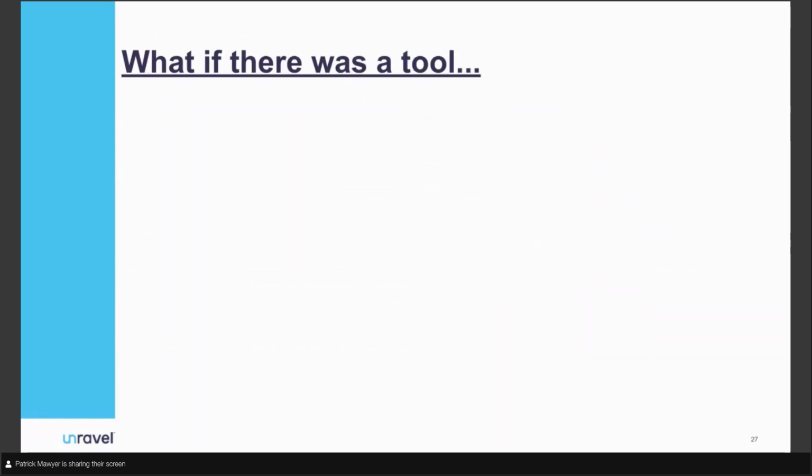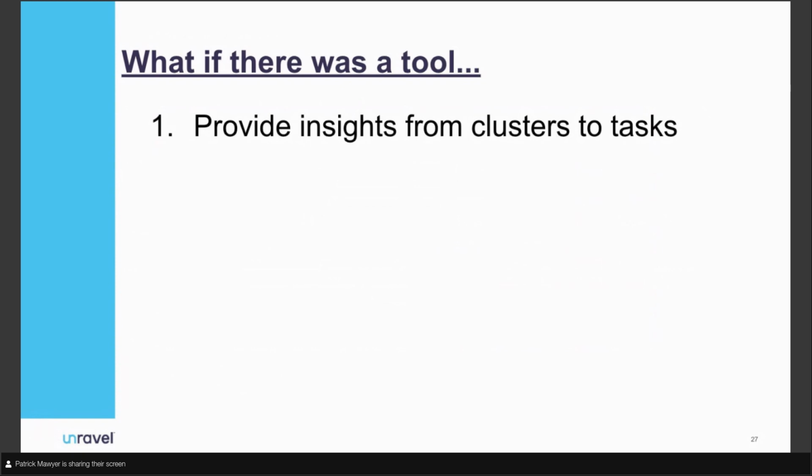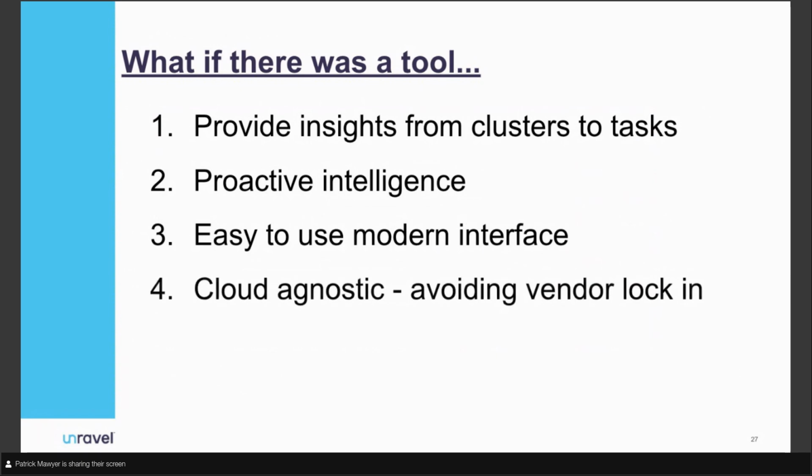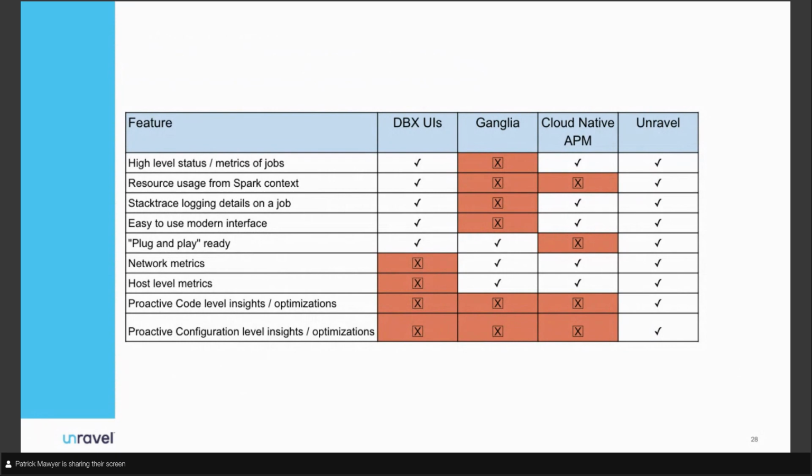So what if there was a tool that could provide insights from the cluster all the way down to the tasks? Proactive intelligence built in that helps bring more insights, and brings recommendations for those optimizations. Easy to use with a modern interface, and cloud agnostic, so I'm not tied to a particular vendor. That's Unravel. So we bring Unravel in to the stack here, and you'll see it addresses all the features we discussed before, as well as now proactive code level insights and configuration level insights.